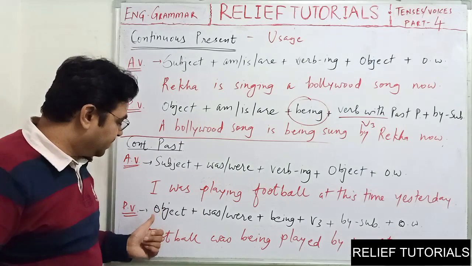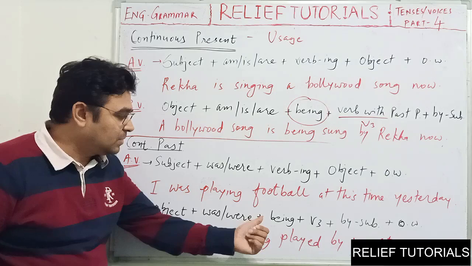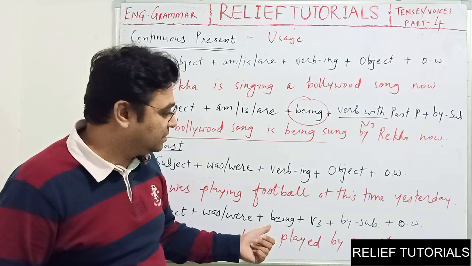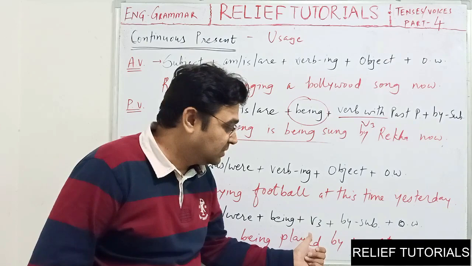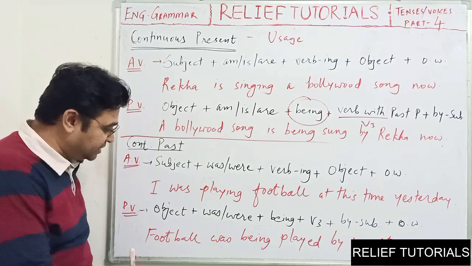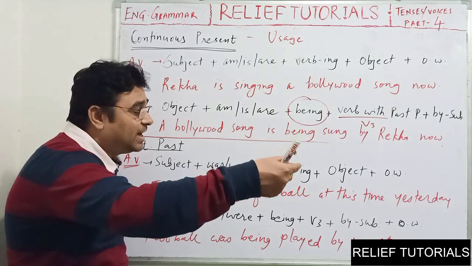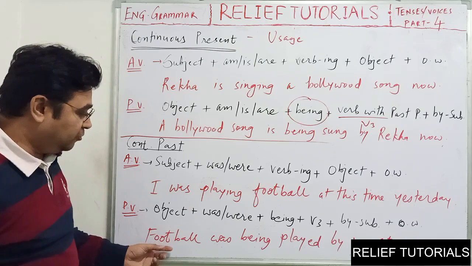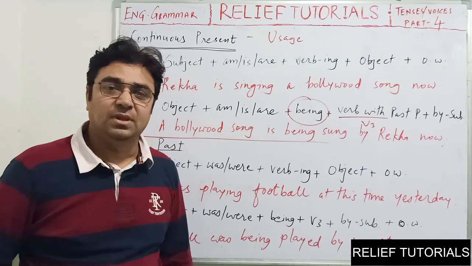Passive voice, object, then was or were, then again the same word that shows continuous action, that is being, then verb with past participle, can also be called as V3 form. One and the same thing, then by subject and the other words. So the example is football was being played, football khela ja raha tha mere dwara isi samay kal. Football was being played by me at this time yesterday. So this is friend now, continuous present as well as continuous past tense.